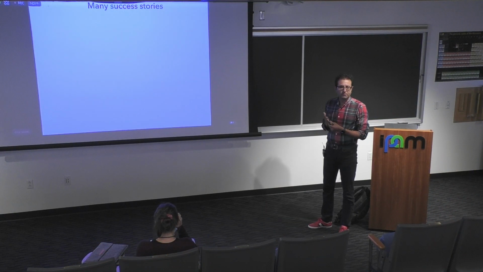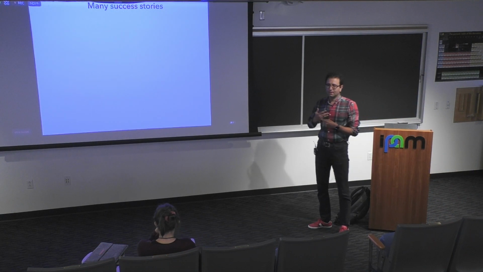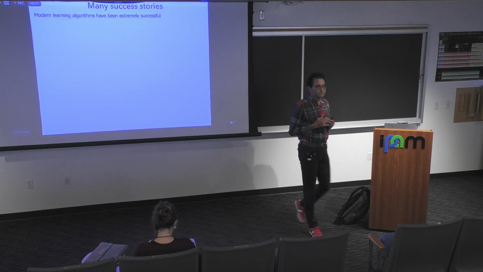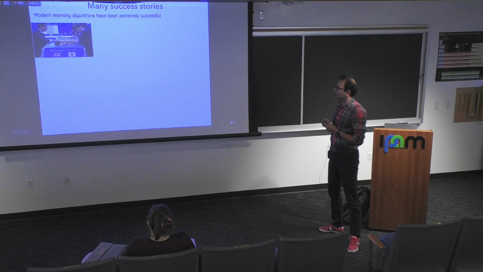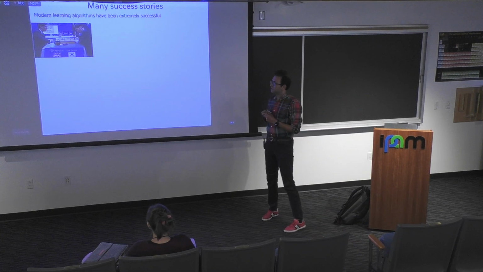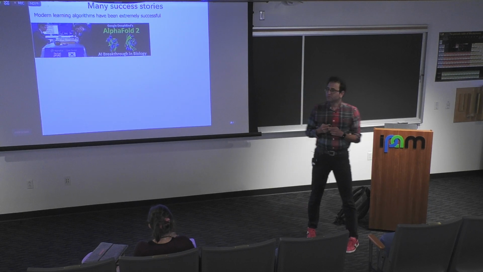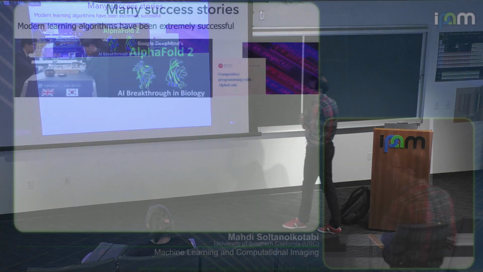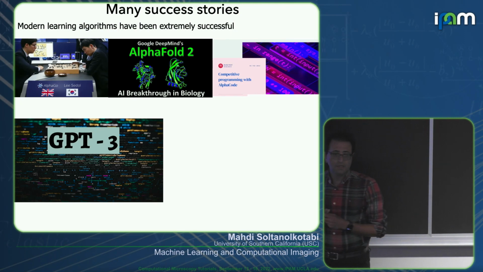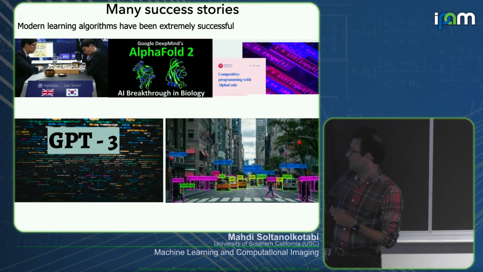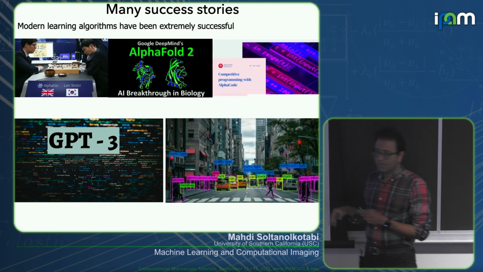The motivation is, of course, that modern learning AI algorithms, whatever you want to call them, have been extremely successful in a bunch of different applications. Whether it's beating humans at Go, or more recently, and this is actually the more scientific one, protein folding, even competitive programming. A lot of these successes are in natural language processing and vision.